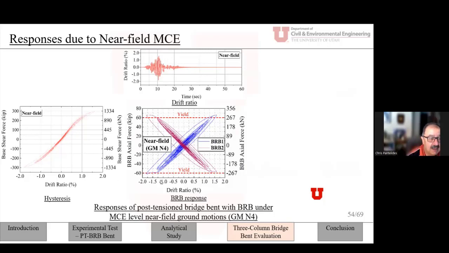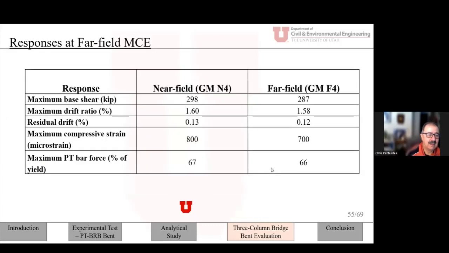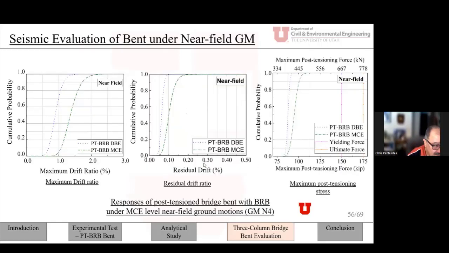So we tried to do a probability of failure analysis here, both for near field and far field, for both the design and the maximum credible earthquake. The results were actually satisfactory. We did yield the BRB, of course. And I think this analysis showed that we can actually use this type of analysis, which is very high-end, to predict what will happen, and the hybrid bent for the actual bridge seems to be acceptable for the earthquakes we tried, the maximum that we can see here in our area.